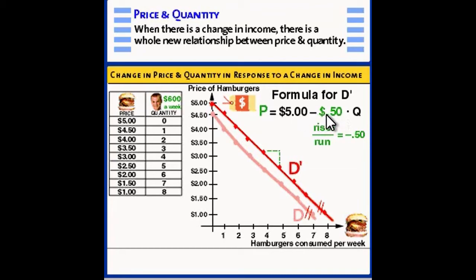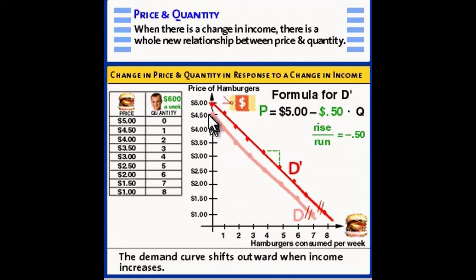This is the relationship if Bob's income increases to $600. We might think of this as the curve shifting outwards. If we wanted to represent our original demand curve like this, then with the increase in income, we get a new set of points that moves the demand curve outwards.